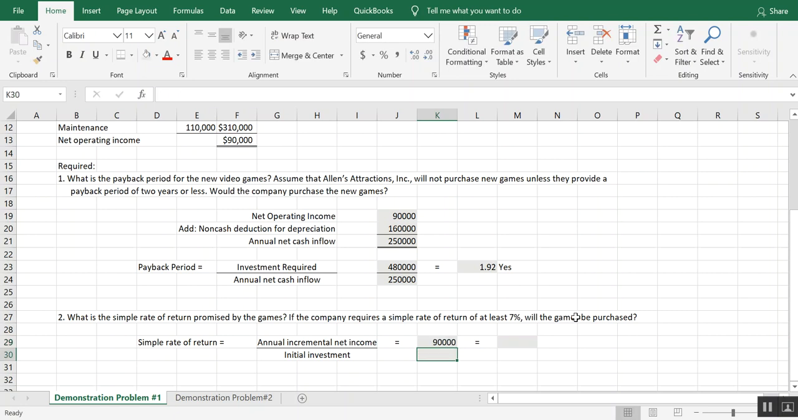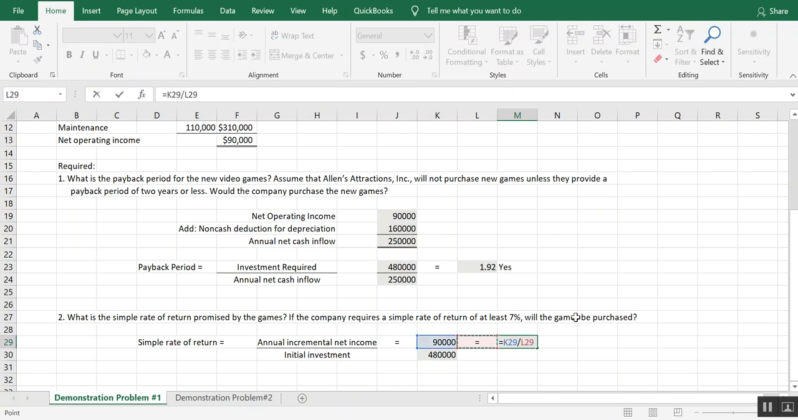We take the net incremental income divided by the initial investment of 480,000. And when we divide this, we get 0.1875, which is, rounded, 19%, but it's 18.75%. So the answer is yes, we would be willing to accept that.